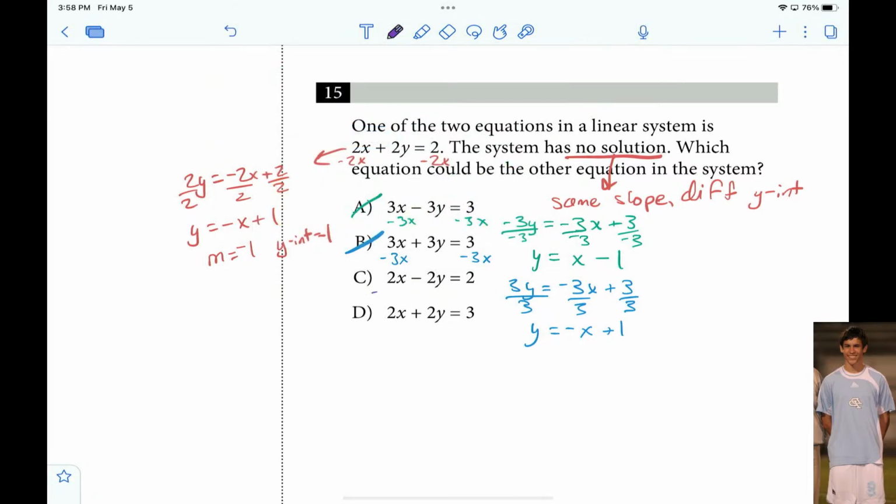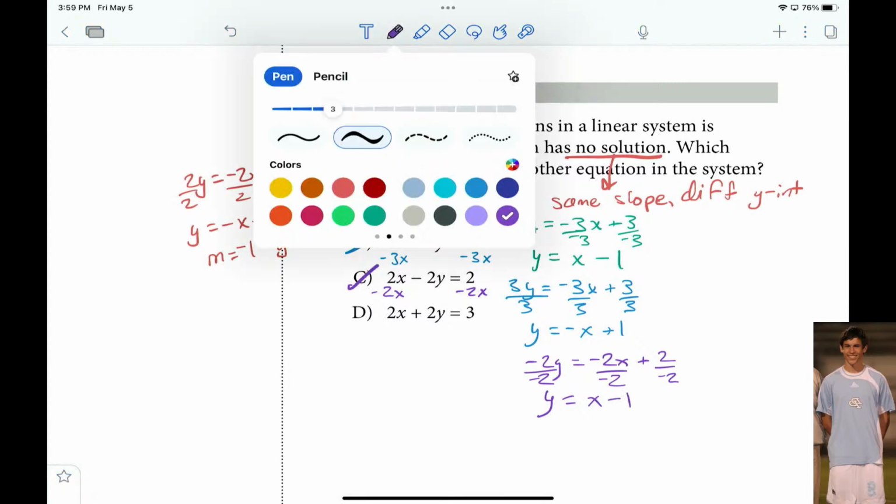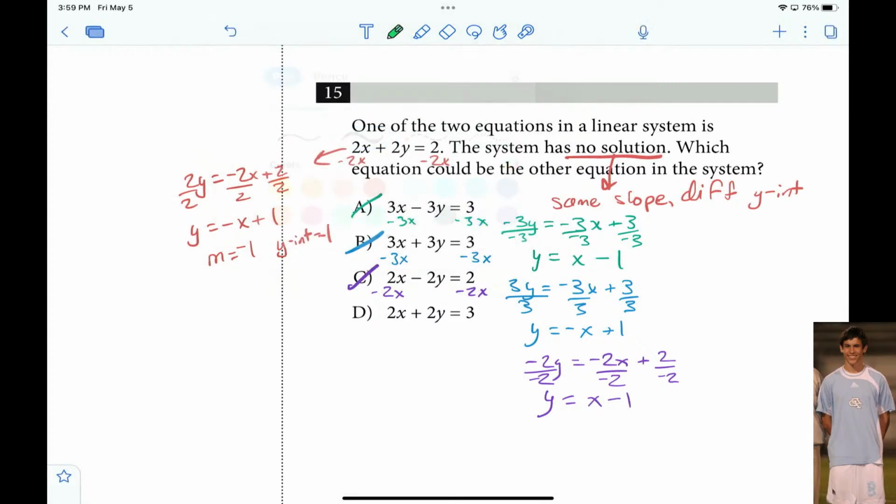So we're going to subtract 2x, subtract 2x. So that's negative 2y equals negative 2x plus 2. Divide everything by negative 2. And we get y equals x minus 1. Nope. So hopefully the answer is D. Otherwise, we messed up somewhere, or I messed up somewhere.